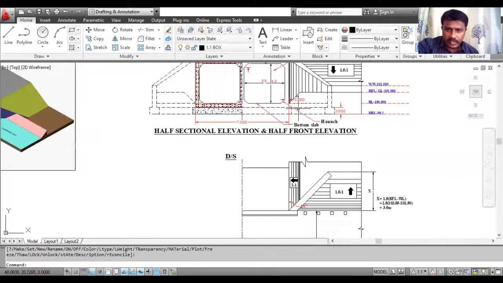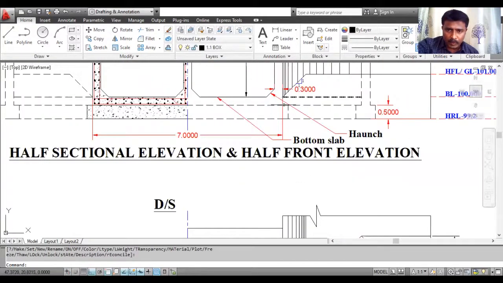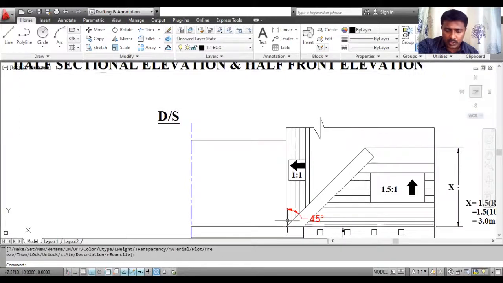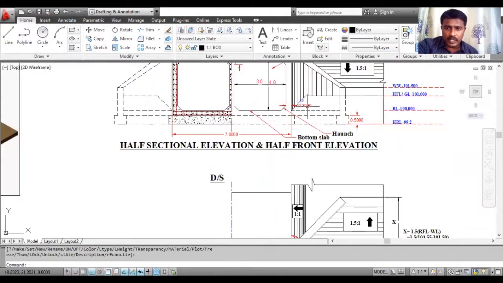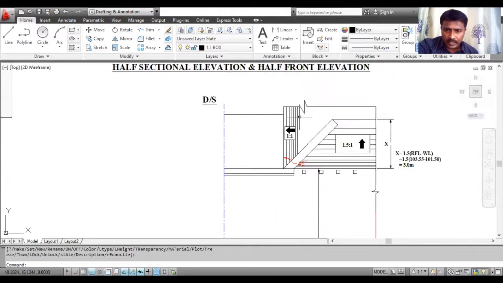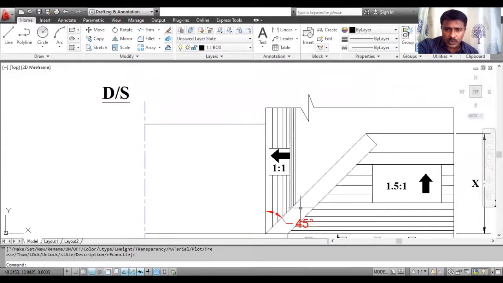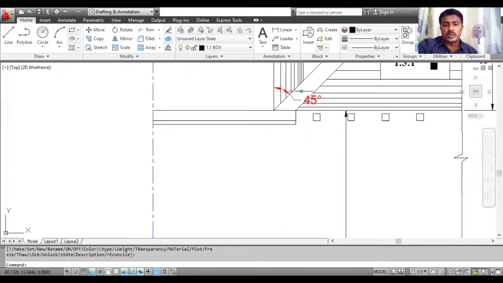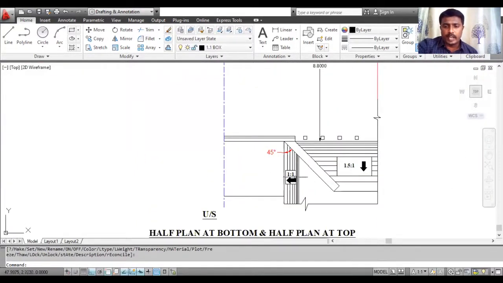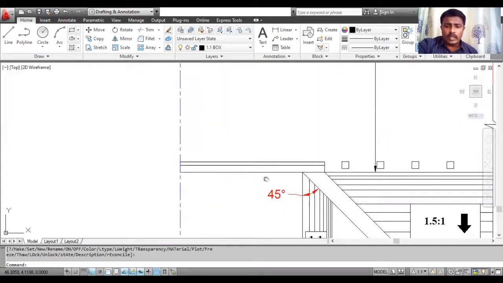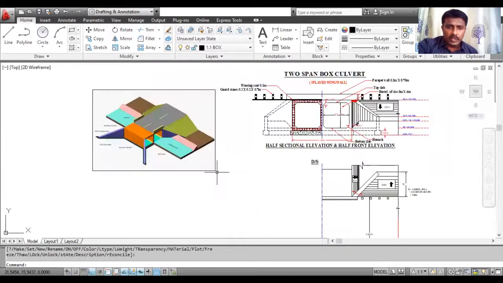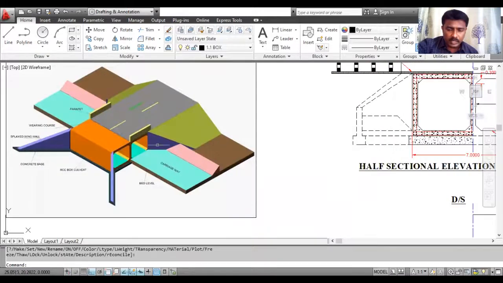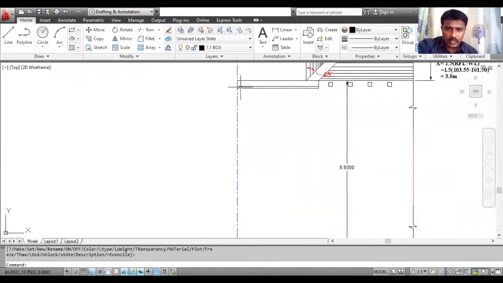So in the front, if you observe, from this point to this point you draw one projection line. Then you have to draw another projection line like this, up to the wing wall point. And also you have to show the directions of canal slope, on the downstream and upstream. Then you have to show the top view. If you observe, the top surface of the parapet wall is visible, so I have drawn it.